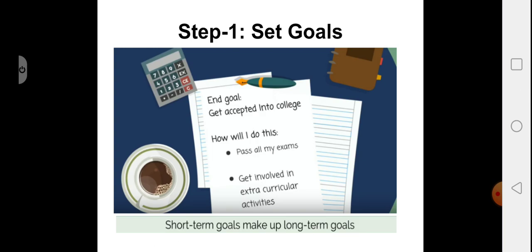So there might be some long-term goals you have to achieve, and say you want to become a doctor, you're studying, you're in 8th standard and you want to become a doctor. So you have to set several short-term goals to make up to the long-term goal.